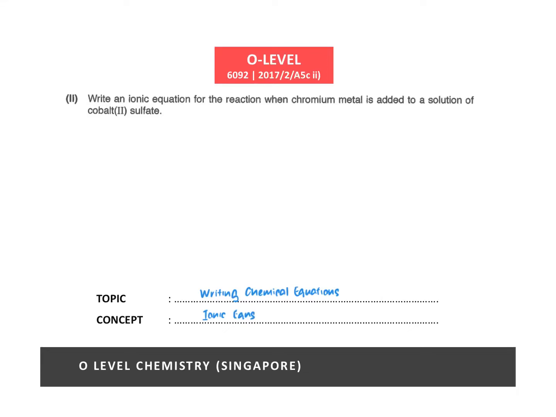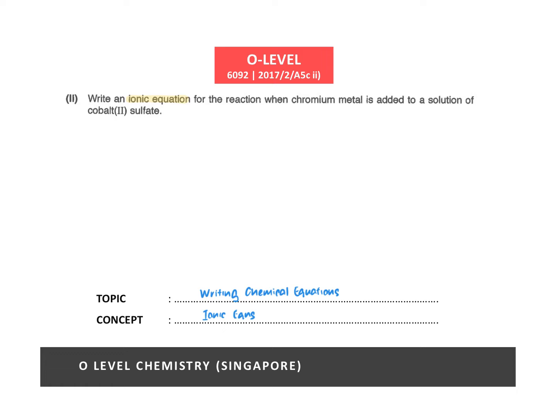In this question, we are required to write an ionic equation for a displacement reaction. Now, there are shortcuts to writing ionic equations for certain types of reactions. One of them is neutralization, the other one is precipitation, and there is also a shortcut for writing ionic equations for metal displacement reactions. So what exactly is the shortcut?